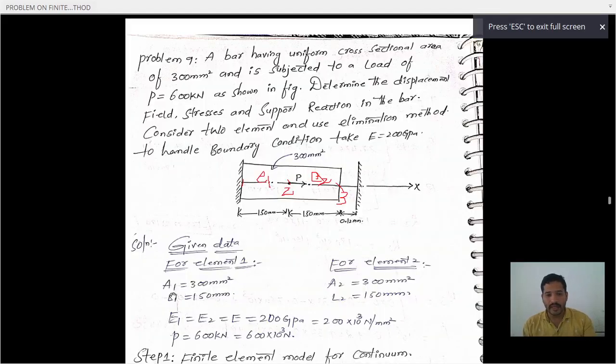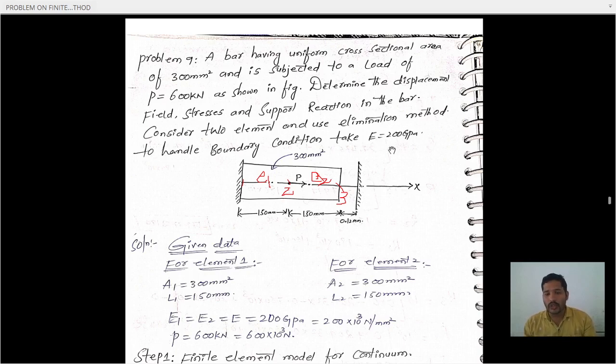Okay, let us see. Because the area should remain the same from the first node to the third node, area A1 equals how much? 300 mm square. Area A2 is how much also? 300 mm square, for element 1 as well as for element 2. Then the length of the first element, how much is given? We can say L1 equals 150 mm. L2, the length of the second element, how much is given here? 150 mm is given.